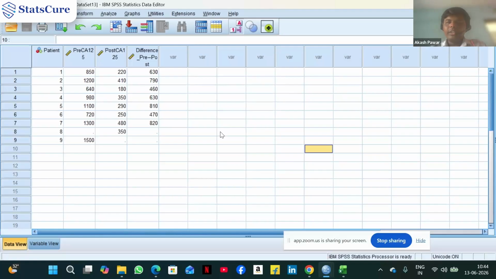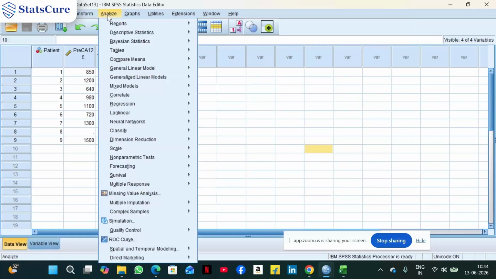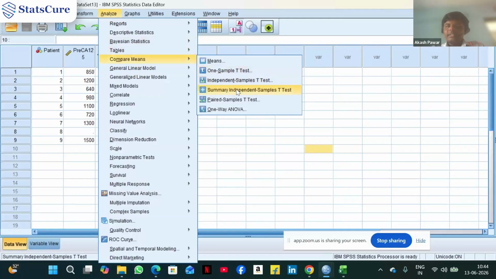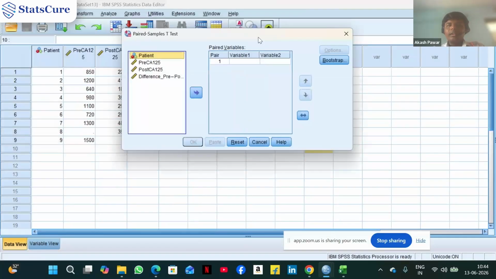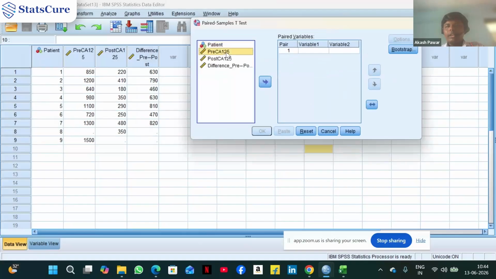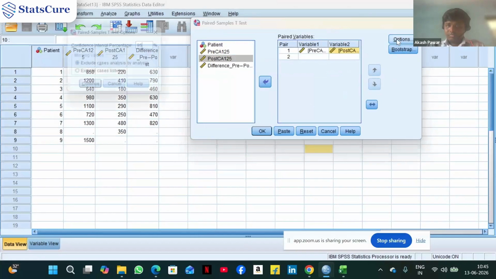Now I will do the analysis and show these cases. In the same Analyze, Compare Means menu, we have the paired t-test option. You can put the two variables as pair one, variable 1, variable 2, pre and post. Save the confidence interval.